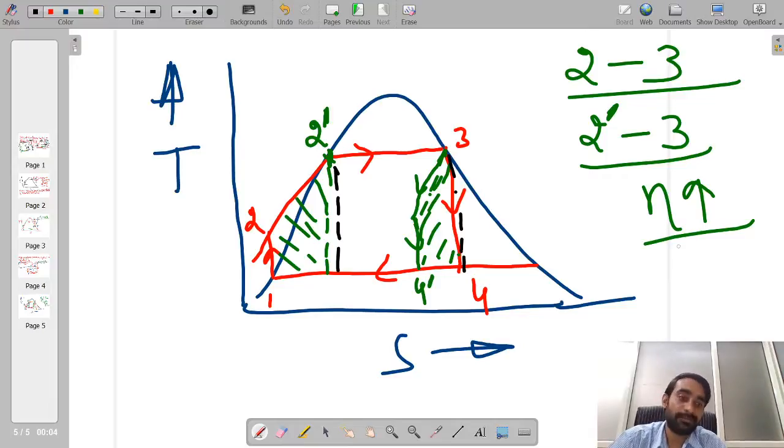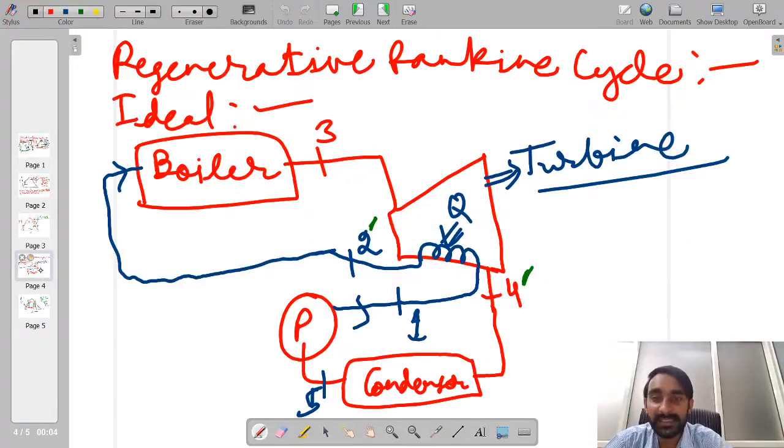Okay. However, this type of ideal regeneration cycle has certain challenges when it is employed in practical scenarios. Okay, what are the challenges? The first challenge is that when we are passing this through the casing of the turbine, it is very difficult to control the amount or rate of heat transfer. So we will not be able to easily control the state at point number 2, and moreover the process inside the turbine will be affected.